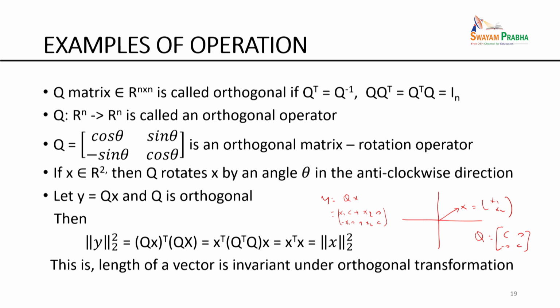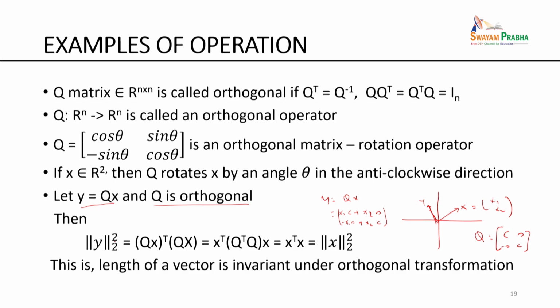Are all of you with me? So what does it do? The y is somewhere here. Now what is the relation between x and y? That's what I'm going to ask when Q is orthogonal. So y is equal to Q of x, Q is orthogonal.